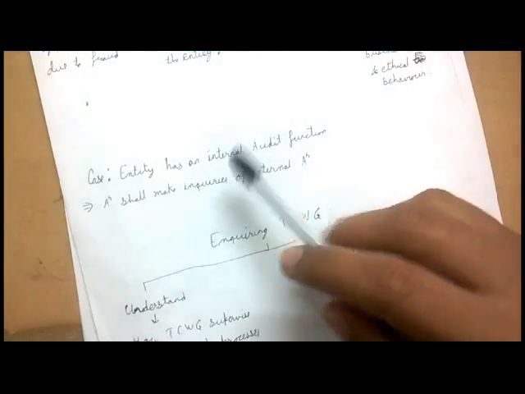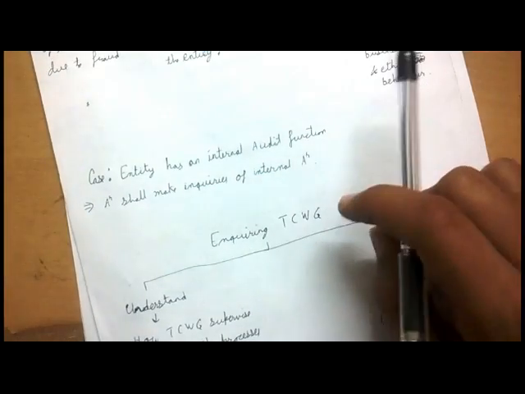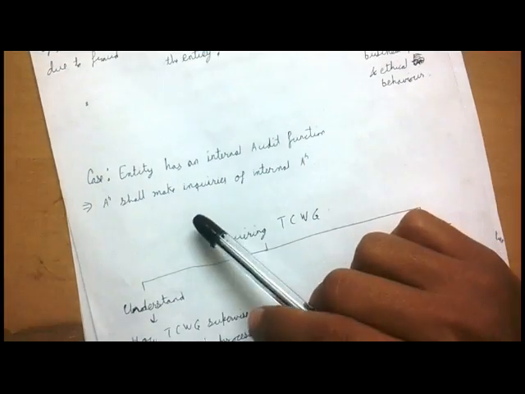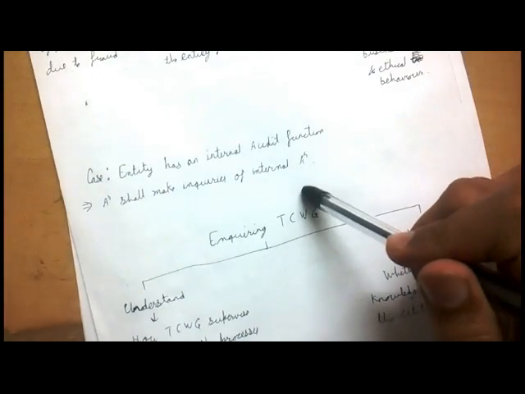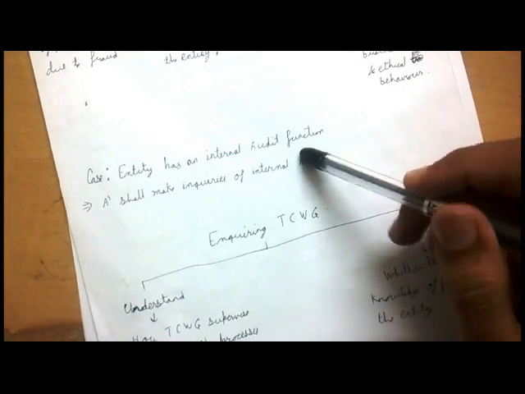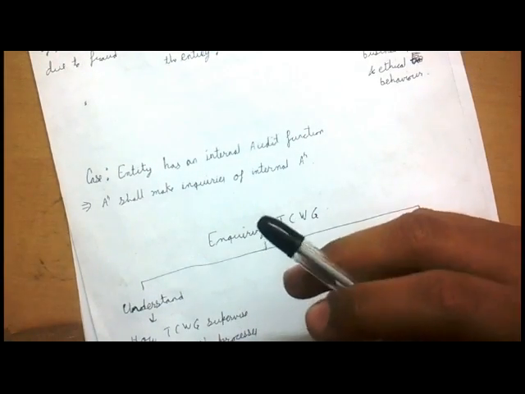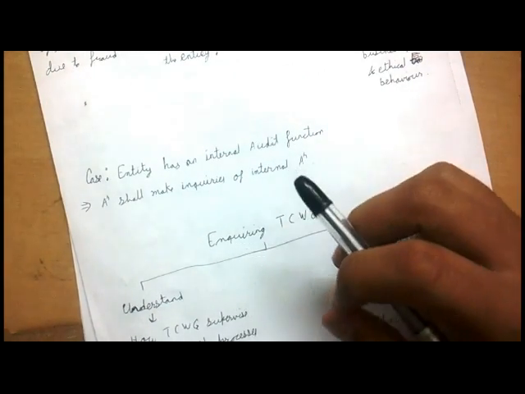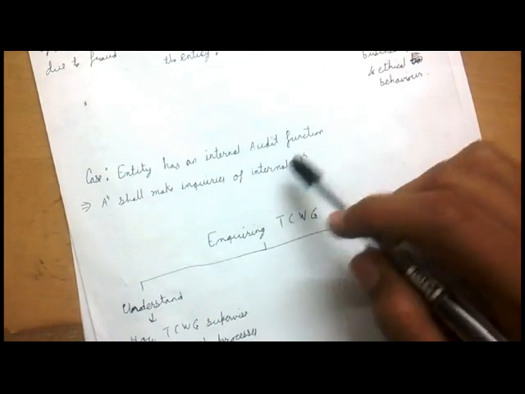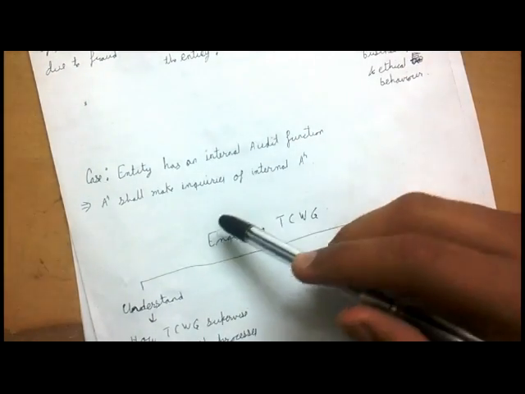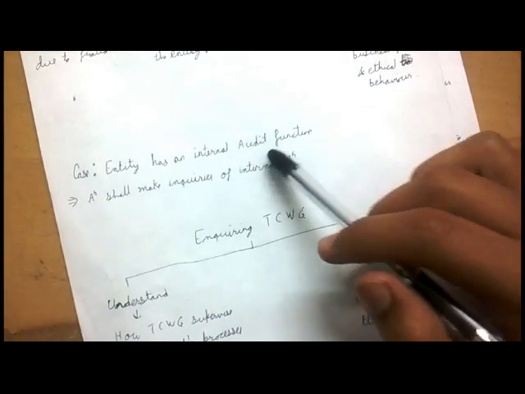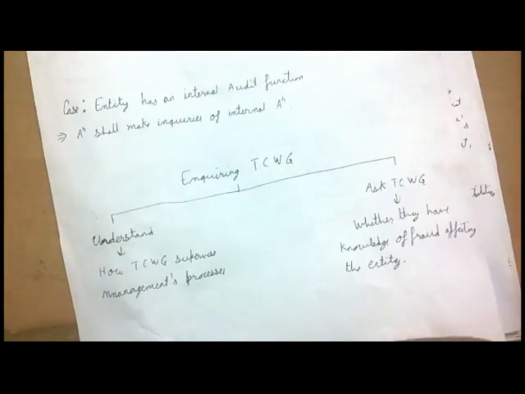And there's a statement that if the entity has an internal audit function, the auditor shall make inquiries of the internal auditor. Internal audit basically means that they themselves are appraising, that is evaluating, their own performance, and there would definitely be an internal auditor who would be evaluating. So you can also make inquiries of the internal auditor if the entity has an internal audit function. Now the next thing we have is inquiring TCWG, that is those charged with governance.